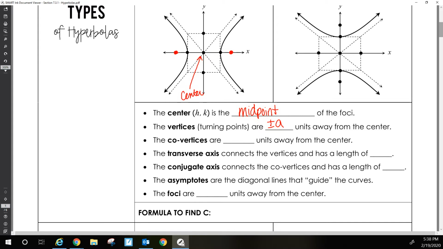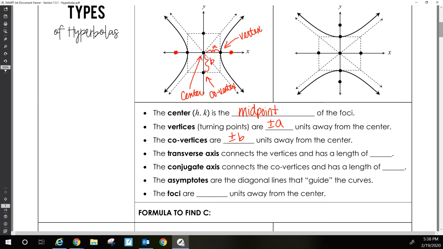The distance between the vertex of each of these parabolas on either side and the midpoint, or the center, is called a. And then the co-vertices are plus or minus b units away from the center. These co-vertices are on this axis here, and we're going to talk about what that axis is in just a second. So that's our vertex, and this guy down here is my co-vertex, or co-vertices. The distance to my co-vertices is b.